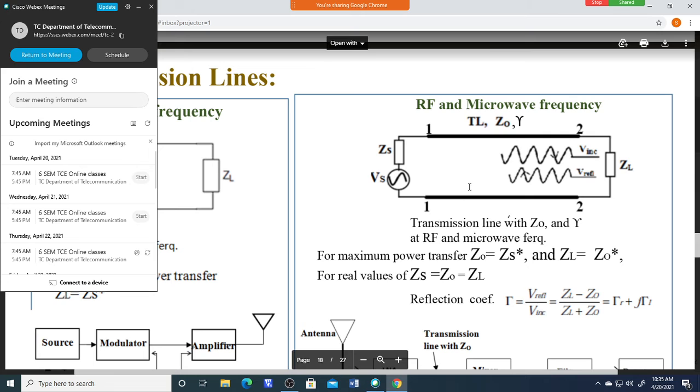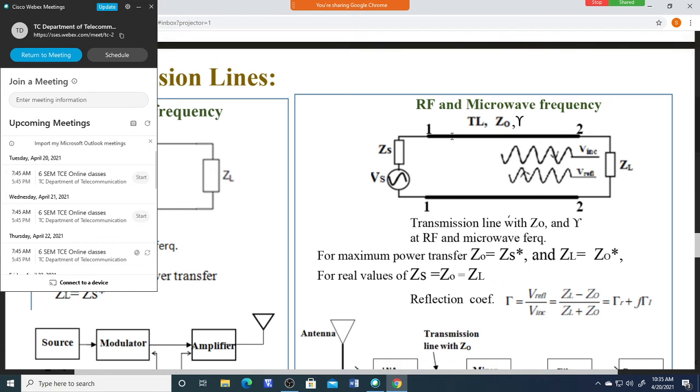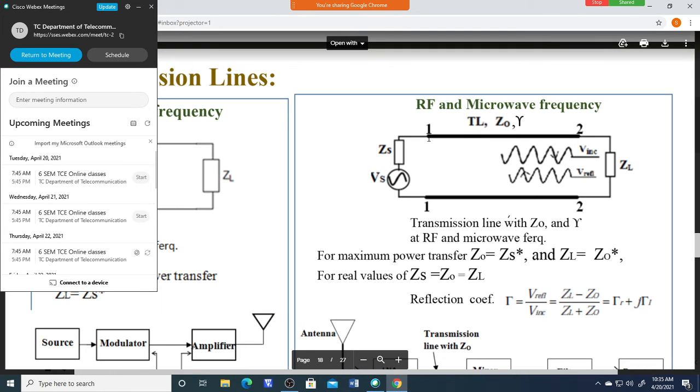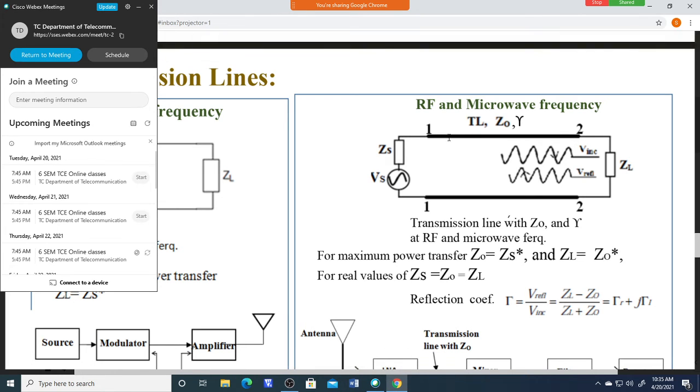But it is not like that in RF. The voltage measured here is different from the voltage here. It depends upon the distance at which you are measuring. The voltage, and also the current measured here, is different from the current measured here. We can say that voltage is a function of distance, current is also a function of distance, and impedance is also a function of distance.